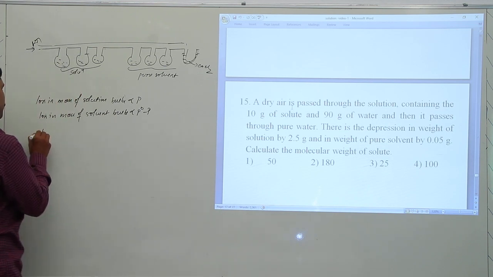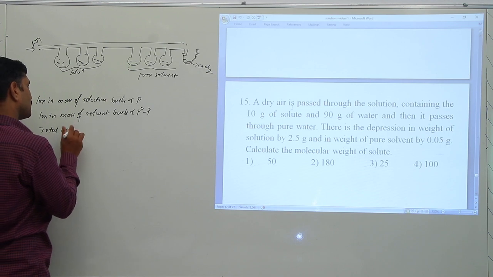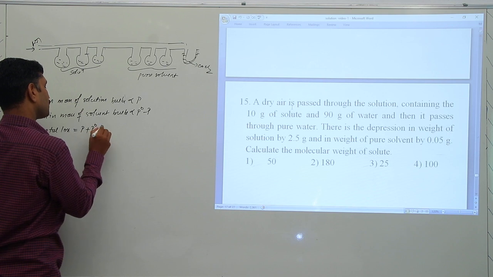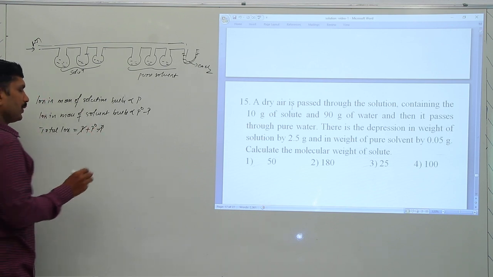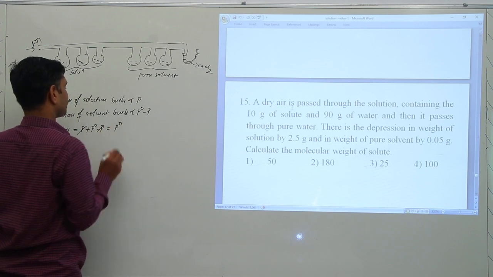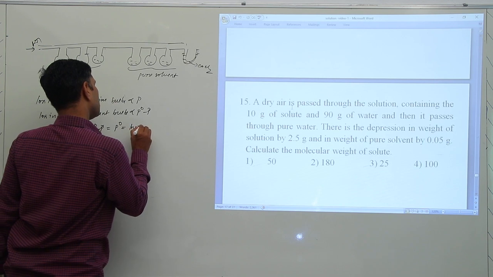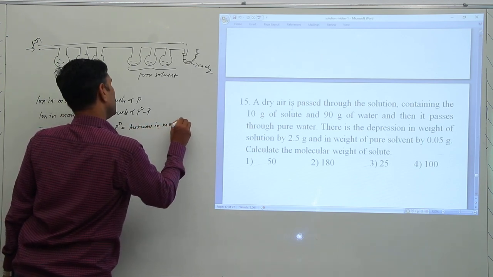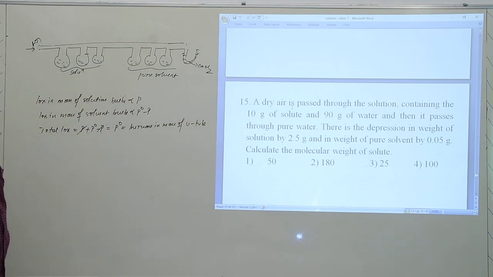Total loss is equal to P plus P naught minus P. So here minus P plus P cancel, and it is equal to P naught. P naught is equal to the increase in mass of the U tube.